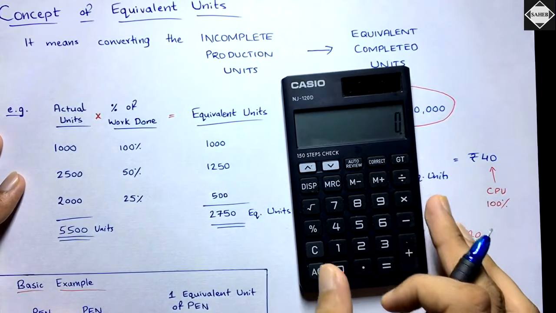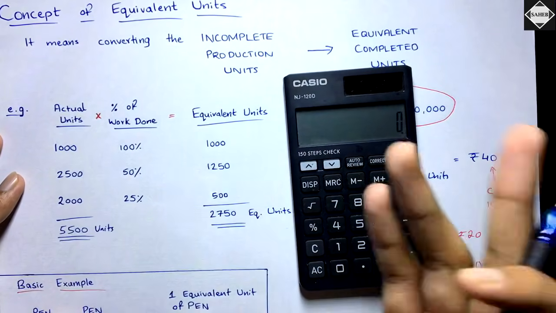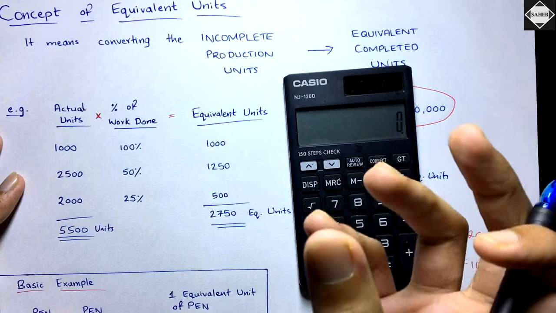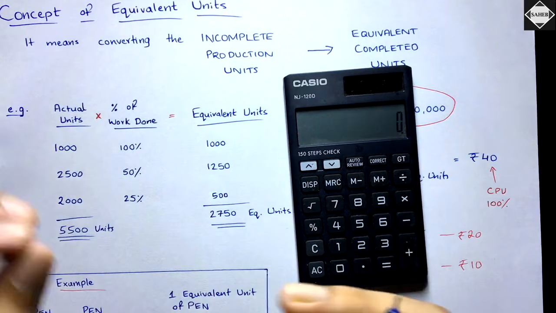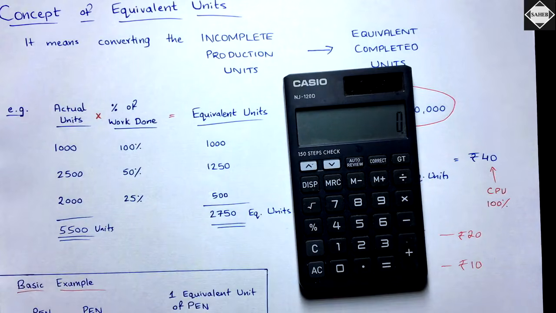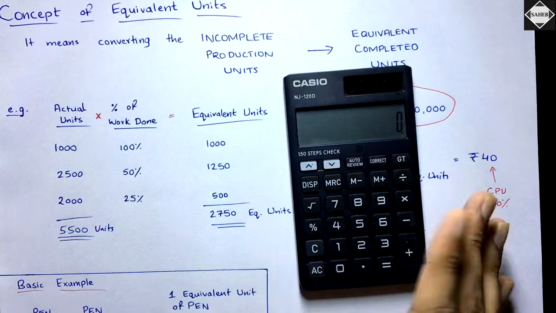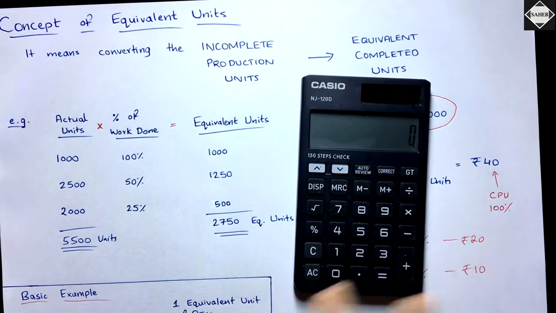And what is the problem here? You already know the problem. We have opening and closing WIP, and to value the closing WIP, we can't use that old method, the CPU method, the cost per unit. We have to use a different approach, and I told you we have to use this equivalent units approach. So why do we do that?